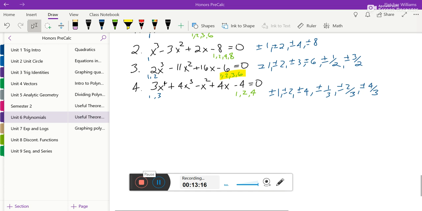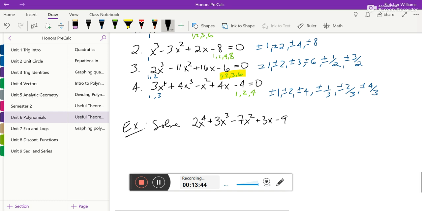Okay, so now that we know all of those theorems, I want to put them all together to actually solve a problem. So solve all the roots of a problem. We're going to do a 4th degree polynomial. So let's look at this. Solve 2x to the 4th plus 3x cubed minus 7x squared plus 3x minus 9 equals 0. So we want to solve this equation, and we want to do it by first finding any rational roots. Okay, this is our goal.